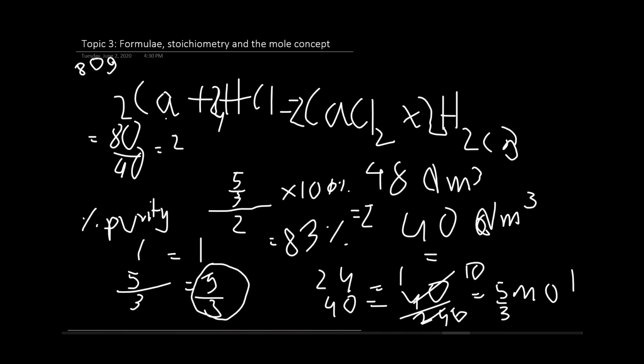So that's it. This is how pure your sample is. You just write the amount that was actually present in your sample, divided by the moles of your impure sample, and then multiply it by 100%.